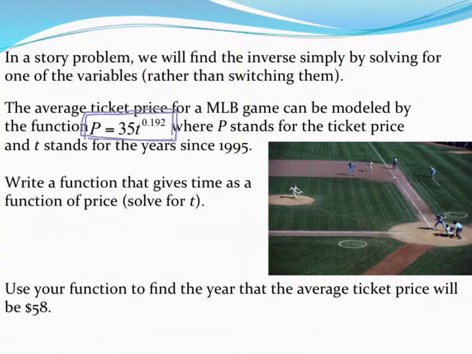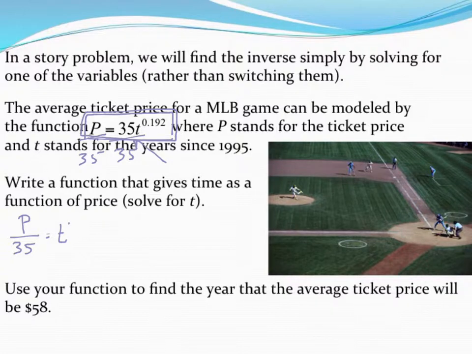I want to start with getting rid of any addition or subtraction. There isn't any. So next up, I'll get rid of any multiplication or division. Well, in this case, I'm multiplying by 35. So to start this problem, I'm going to divide both sides by 35. Now, I can't really do anything other than write p divided by 35 equals t raised to the 0.192 power.